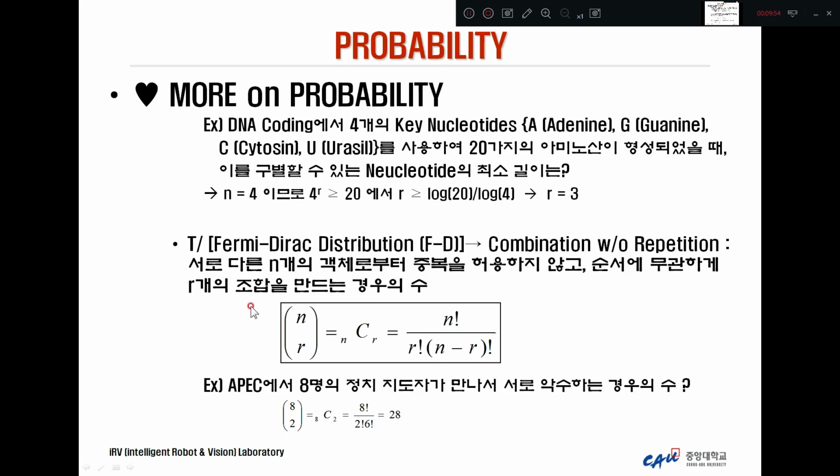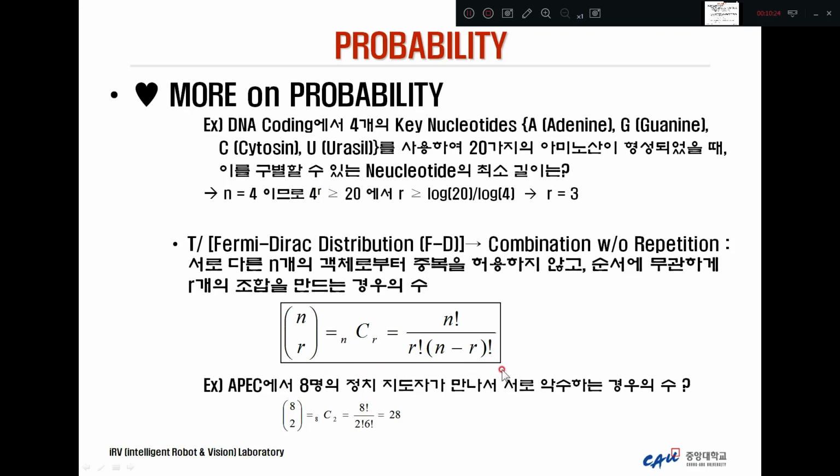So I will use a combination with a round bracket over there. So round bracket n r, which is the same as the combination symbol C, with left subscript n and right subscript r, which is n factorial over r factorial (n minus r) factorial.